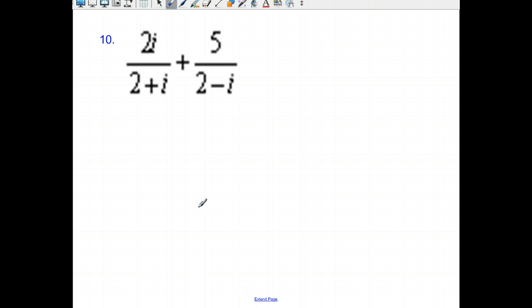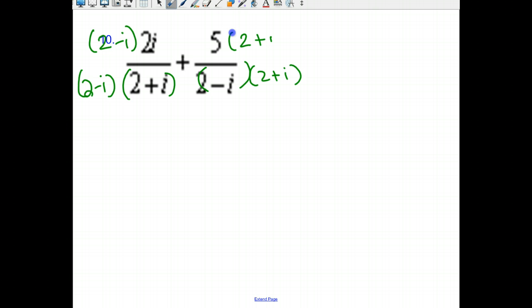For this problem, we're going to need common denominators. So let's multiply the first term by 2 minus i, and multiply the second term by 2 plus i. Distribute the 2i, 4i minus 2i squared, and then distribute the 5, 10 plus 5i.